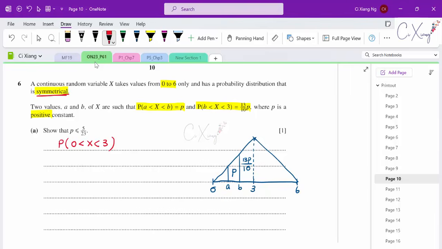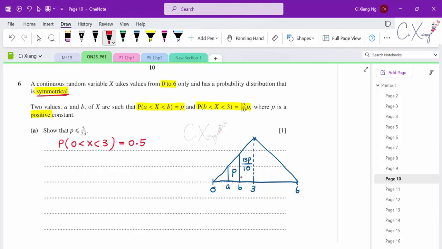0 is the minimum value, then until 3 is the center line. So the area under the graph should be equals to 0.5. Agree or not? This is general knowledge because the whole area under the graph should be equals to 1. And if I'm having from 0 until 3, the area should be half of it, so it should be equals to 0.5.